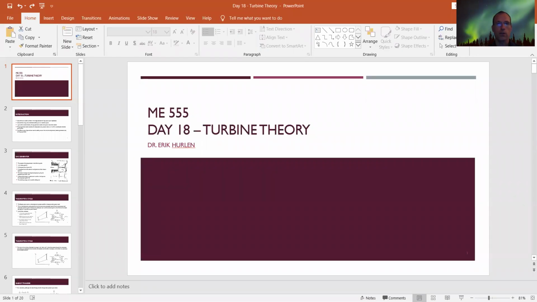Right, so next up in our series of lectures, turbine theory. So, basic details of how turbines work. We're going to be using this when we deal with microturbines in the next couple of lectures.